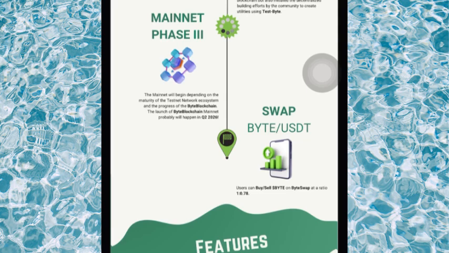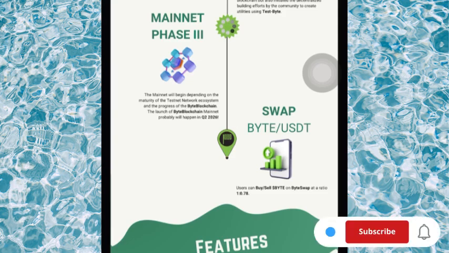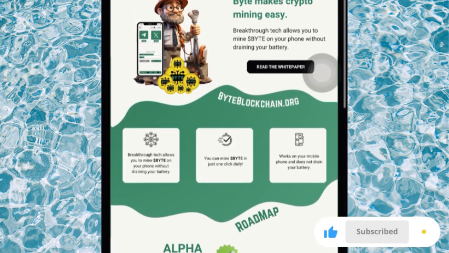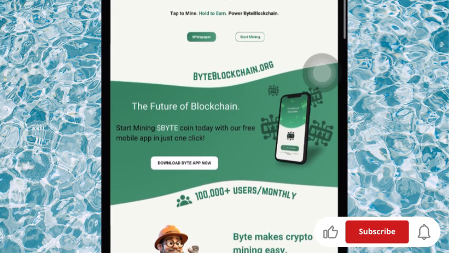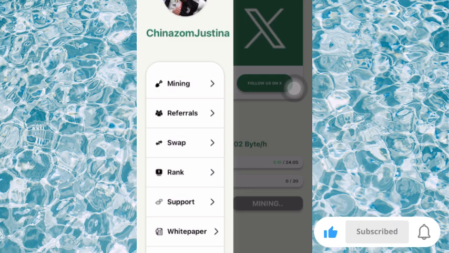It says mainnet will begin depending on the maturity of the test network ecosystem and the progress of BYTE Blockchain. The launch of BYTE Blockchain mainnet will probably happen in quarter 2 of 2026. So for you to have more information and to know when they are listing, you have to come over to the white paper. So let me go back to done, and this is it.